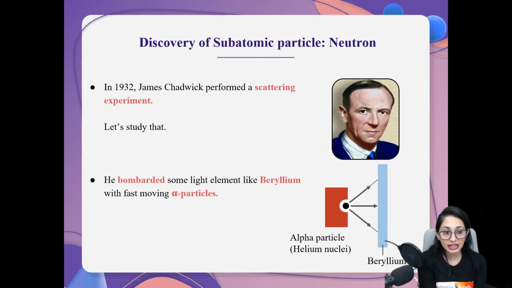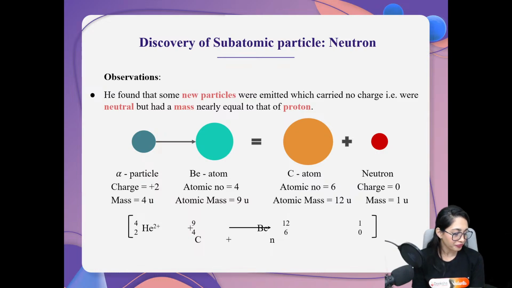So in the year 1932, James Chadwick performed a scattering experiment. He bombarded a light element like beryllium with fast moving alpha particles. Alpha particles are nothing but helium nuclei. So it is called the alpha scattering experiment. He found that some new particles were emitted which carried no charge. These are nothing but neutrons. They were neutral but had a mass nearly equal to that of a proton.